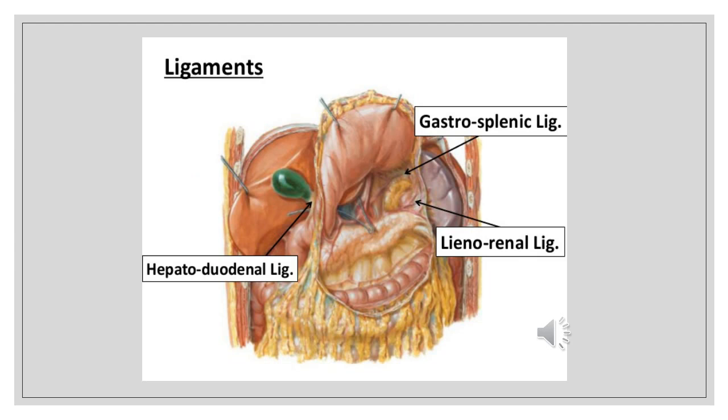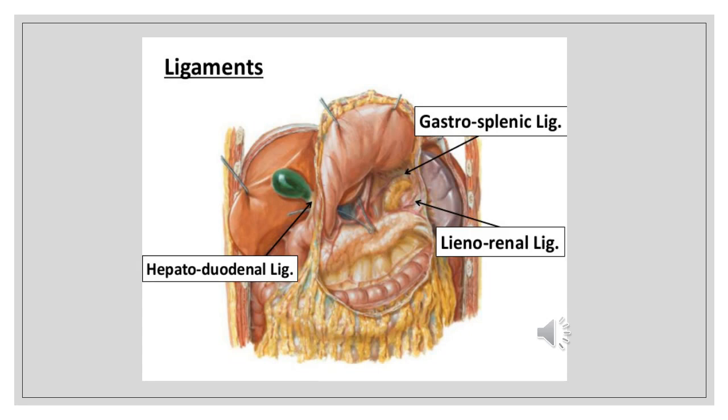In this picture you can see some of the ligaments. The one connecting the spleen and the stomach is called the gastrosplenic ligament. The one connecting the spleen to the kidney is called the lienorenal ligament. Like that, the liver is connected to the duodenum by means of a fold called the hepatoduodenal ligament.